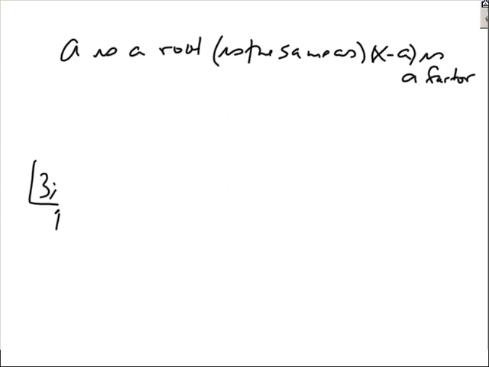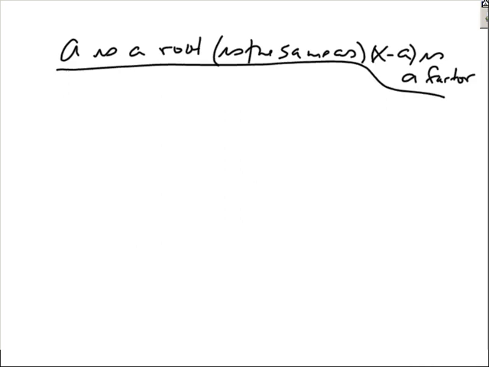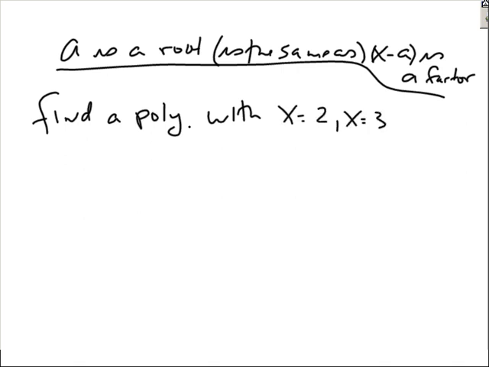So the next problem should be very routine as long as you understand this theorem that remains on top. A is a root is the same as x minus a is a factor. Okay, so find a polynomial with x equals 2, x equals 3, and x equals 4 as its only roots. What's the polynomial?